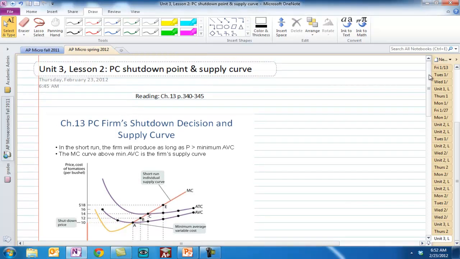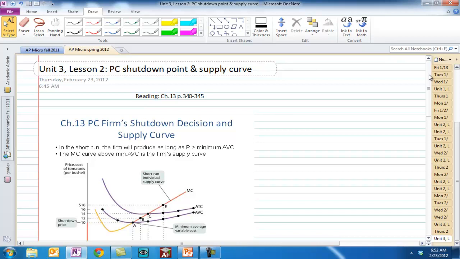Welcome to Unit 3, Lesson 2. Next step with perfect competition is to look at the firm's decision to produce, whether to produce or not, if it's making a loss in the short run, and also how the perfectly competitive analysis that we've done so far relates to how we build a supply curve for a perfectly competitive industry.